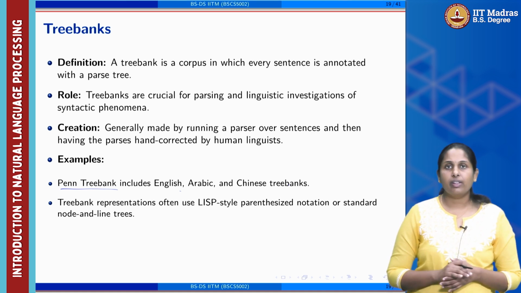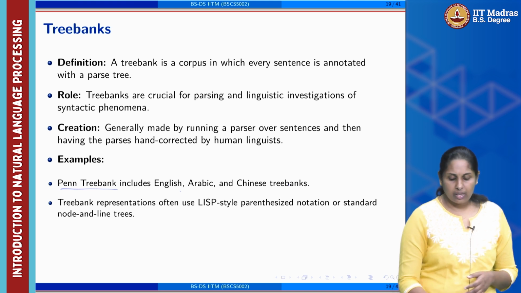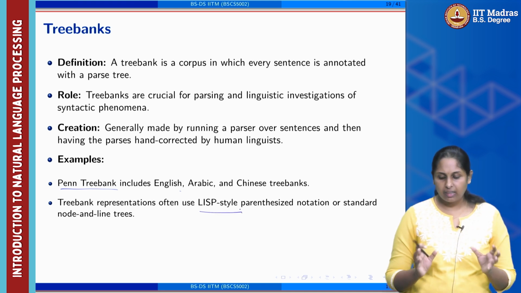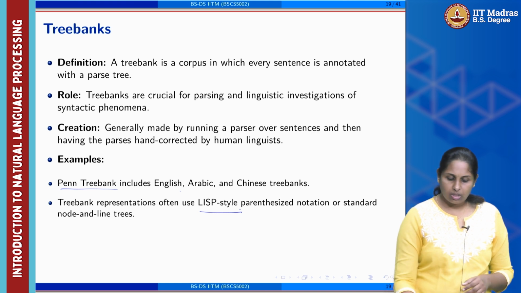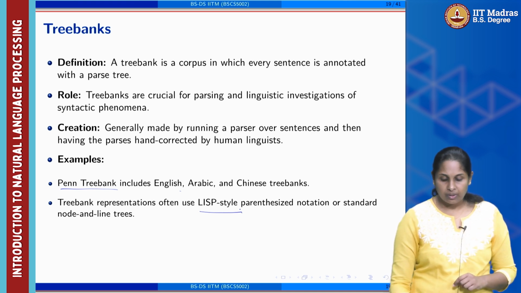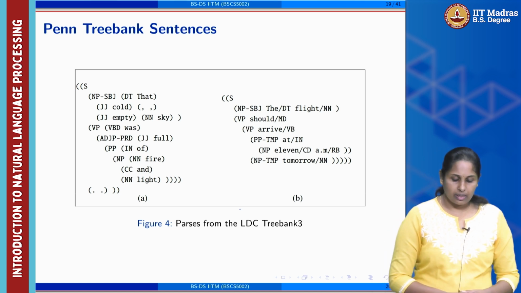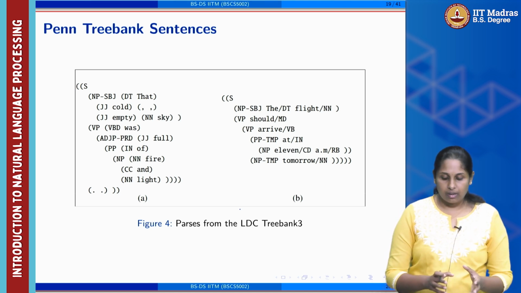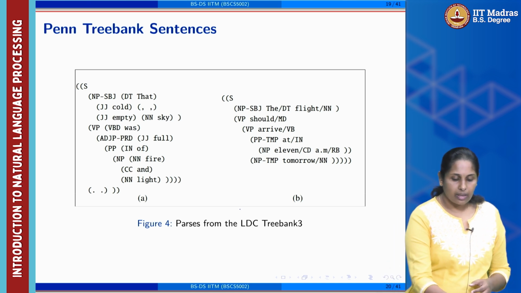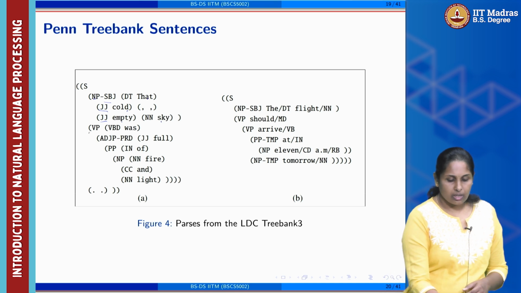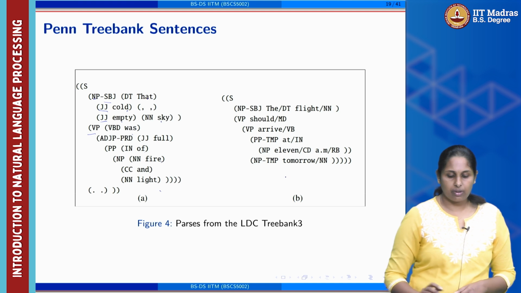And here, when they follow the context-free grammar approach, they use either the Lisp style, where they parenthesize the notation, or they use the standard node and line trees. For example, you could see the parse tree from the Penn Treebank. In the Lisp format there is an NP, which is the subject, that cold empty sky. JJ is given for adjectives. Then there is a VP, was full of fire and light, right? Similarly, the different notation is given here.